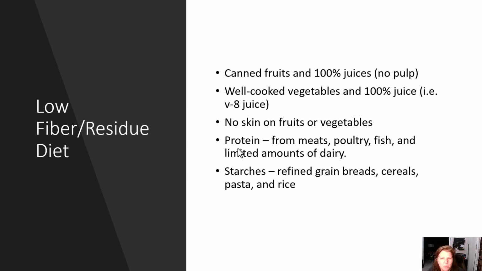Proteins would be from meats, poultry, and fish, and limited amounts of dairy. Believe it or not, dairy has residue in it, and so that is limited. And then your starches should be refined white bread, refined grain bread, cereals, pastas, and rice. So the white stuff with very little fiber in it.